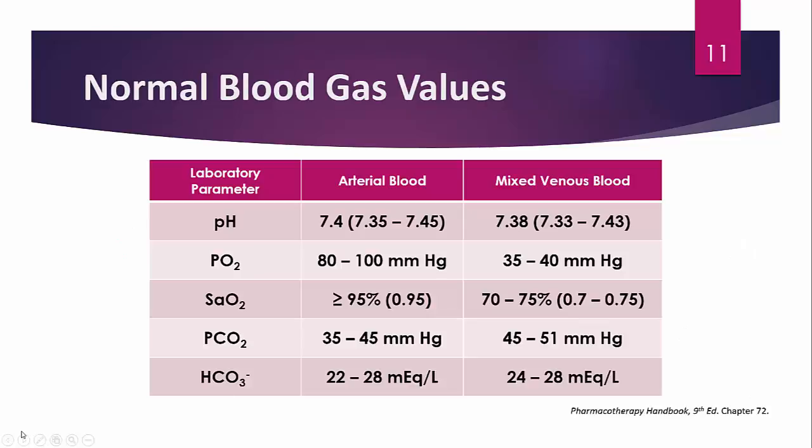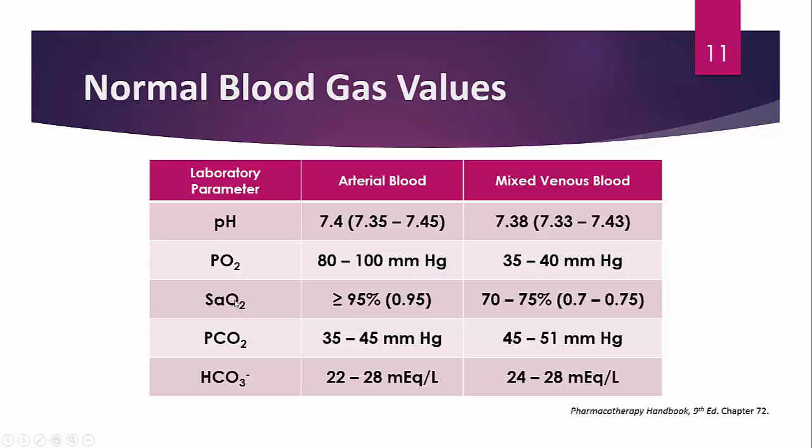For normal blood gas values, and a blood gas is essentially what we take to assess these different parameters, we focus mainly on arterial blood samples. These arterial blood samples have a variety of different parameters that are measured. So for pH, as we said, the normal pH is 7.4, and it can range from anywhere from 7.35 to 7.45. PO2 is another parameter that we may look at, and it ranges from 80 to 100 millimeters of mercury.